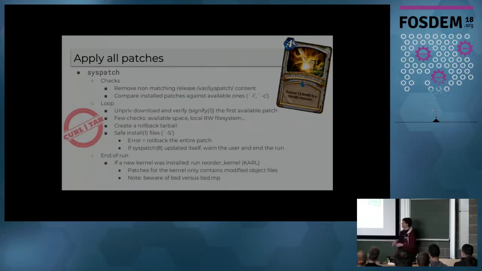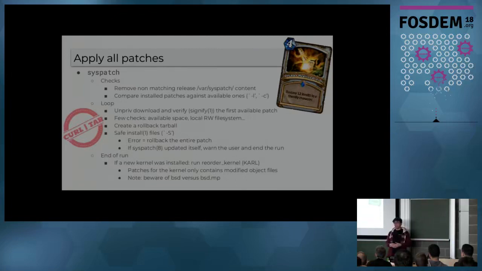So the first thing that syspatch does is remove all the non-matched stuff there. And then it will compare your installed patches against the available ones using pretty much the same function that is used to list and check for patches. And then it will loop, doing the unprivileged download and verification of the remote tarballs that are on our mirror server. It will do a few checks, like make sure that we're writing on the local file system, not on NFS, that we have enough space, that the file system is not read-only, stuff like that.